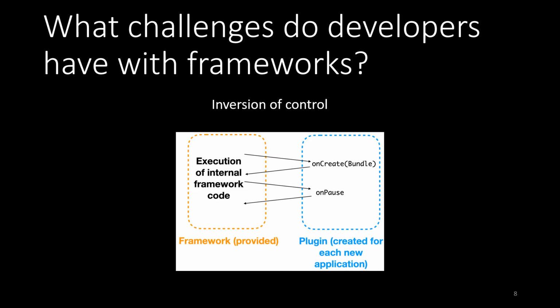Inversion of control is the situation where the framework controls the execution of internal framework code, but then calls out to the plugin at certain defined points and lets the developer do their unique code at that certain stage. In this case, you can see the framework calling out to the onCreate method and the onPause method at different times in the execution process.